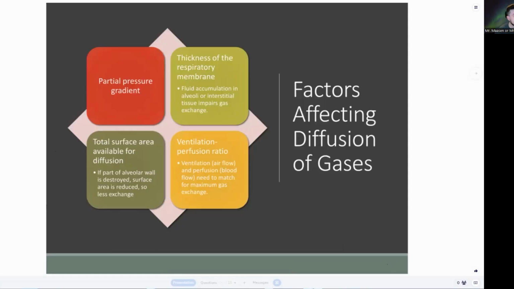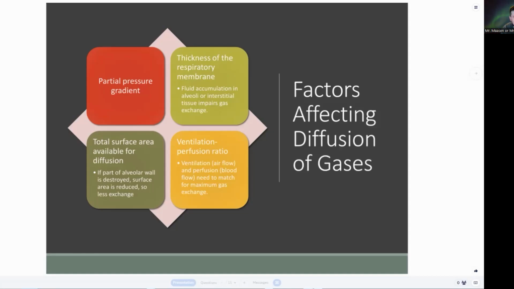So again, what are the factors that are going to affect diffusion of gases? I would say this slide is definitely a need to know, because you want to think about it. The pressure gradient, as I mentioned before: if the CO2 level changes in the body, or the O2 level changes in the body, this can affect the gas exchange.